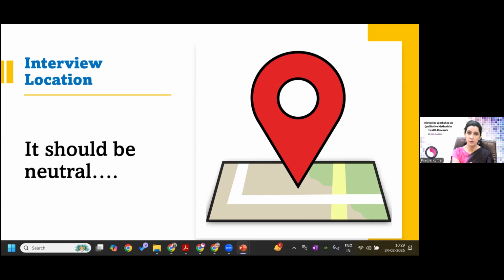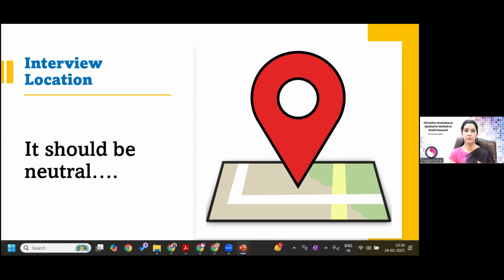If a person wants to say something about the village, then he cannot say it in front of the people. So that should be a neutral place. You can choose a neutral place in your locality. That may be a PHC, primary health center, or a community room where usual meetings are held, or a school.